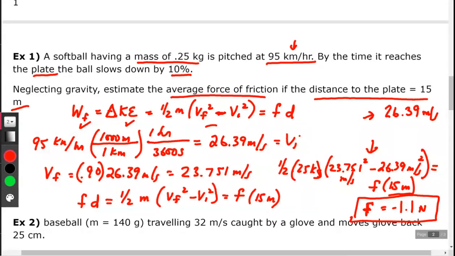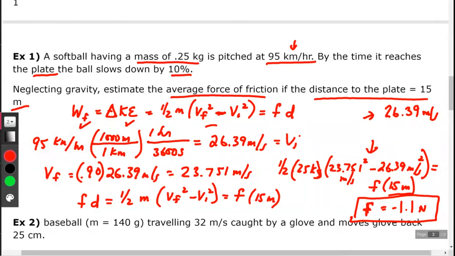When work is done on my system, it changes the energy of my system. The only energy change I see in my example is that it changed kinetic energy because it changed speed. So the work done against friction equals the change in kinetic energy. This is something we'll really develop a lot more later on. But whenever work is done in the system, it changes the kinetic energy.